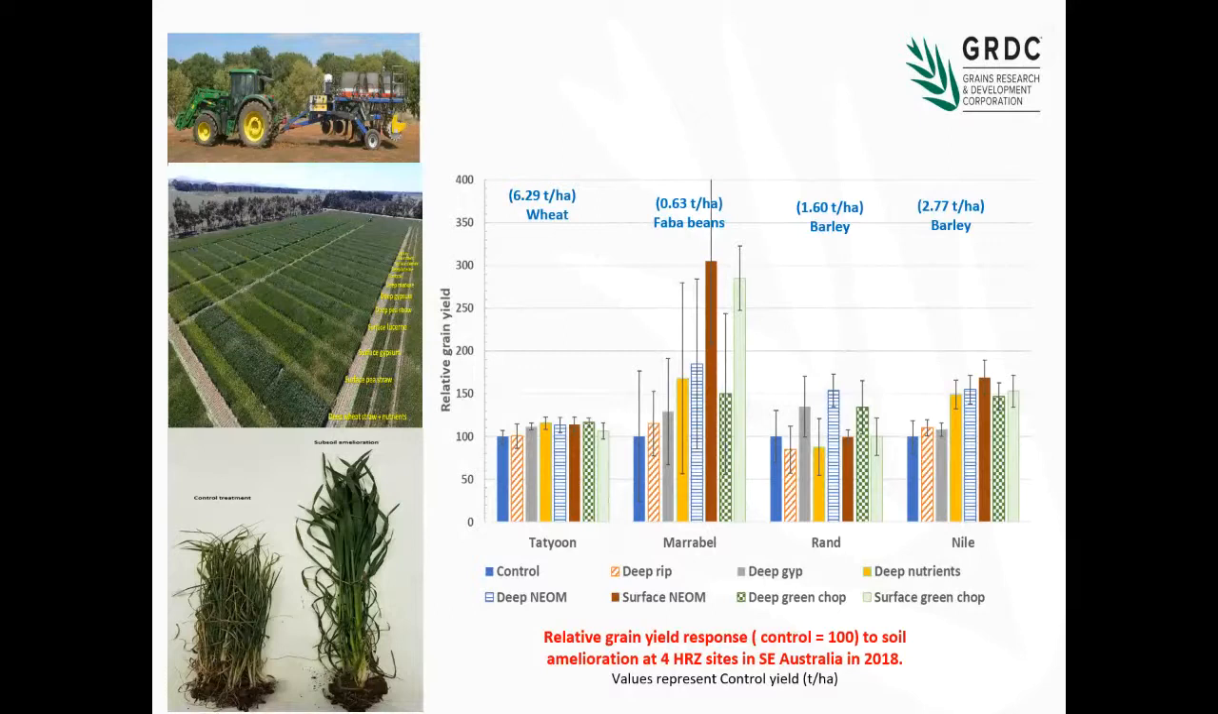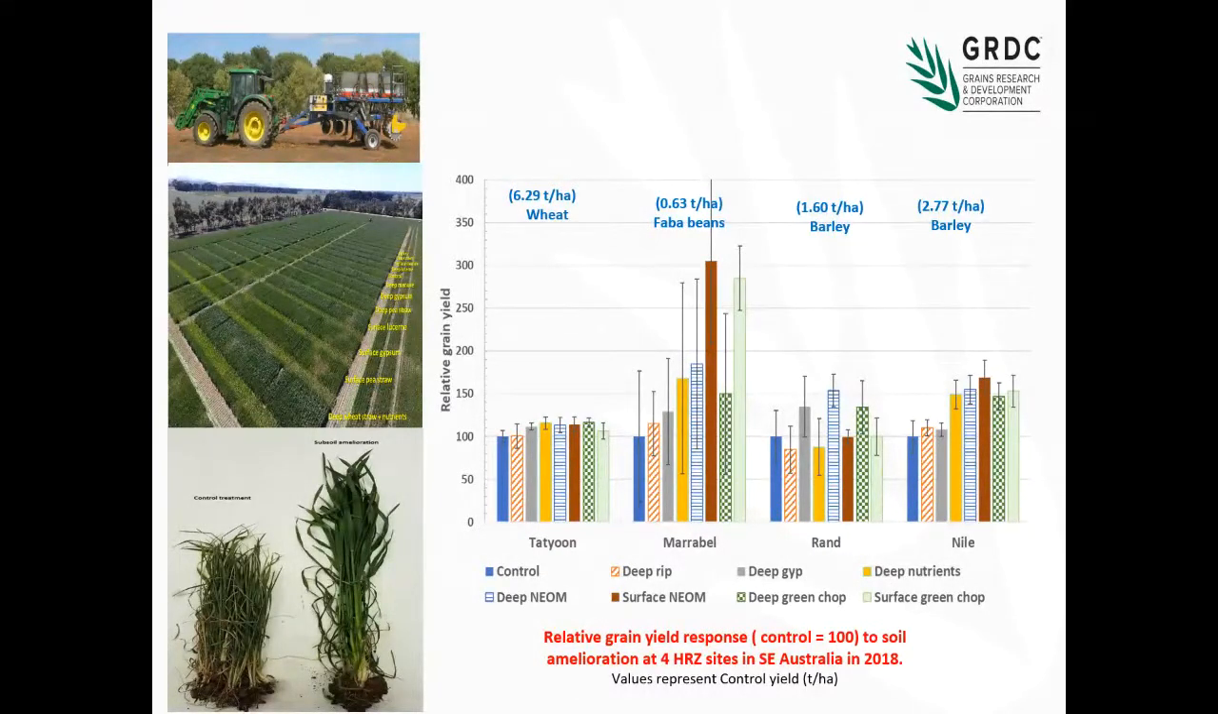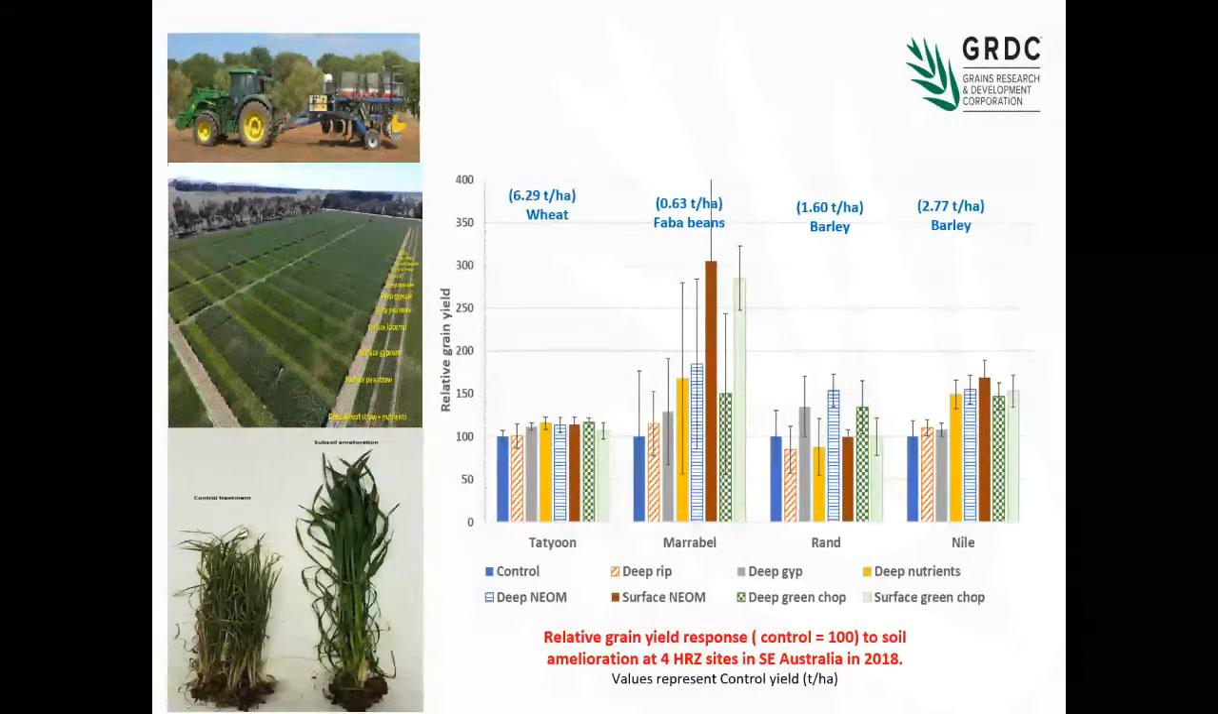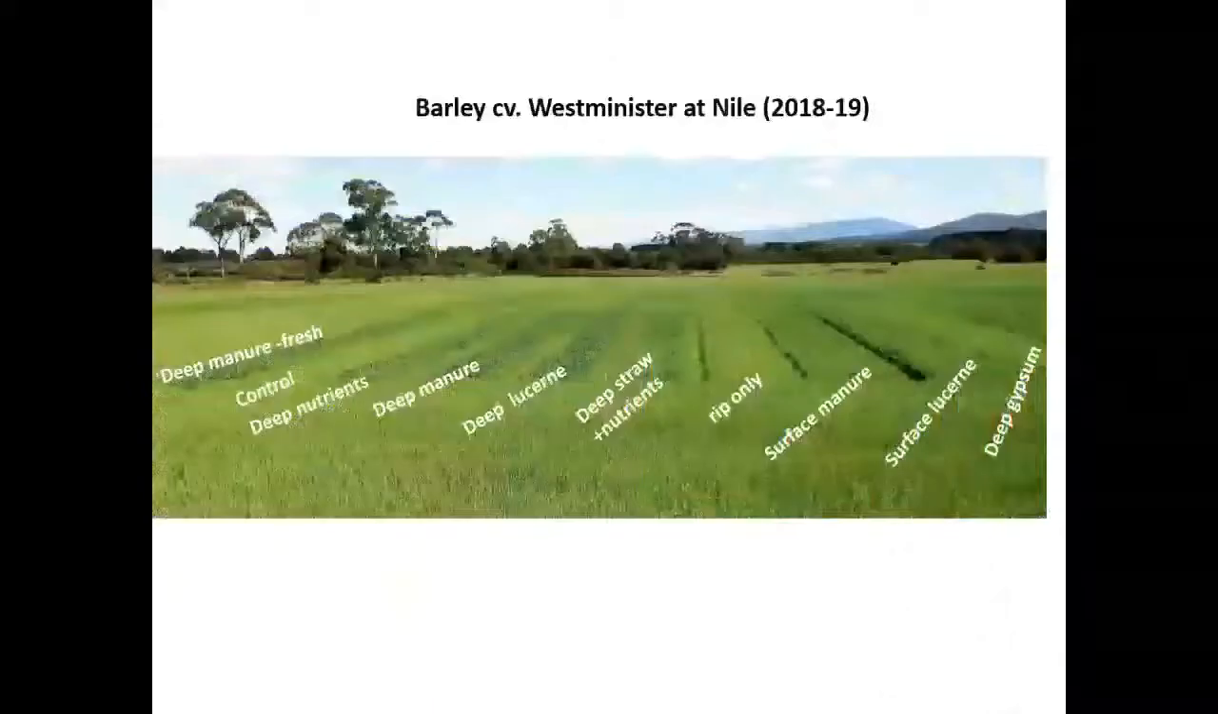At Nile, it was unusual. It was one site where the deep nutrients alone were equivalent to the yields we achieved with the nutrient-rich organic matter. But that wasn't the case at either Maribel or at Rand. So that was the first year after the application of the different soil amelioration treatments.